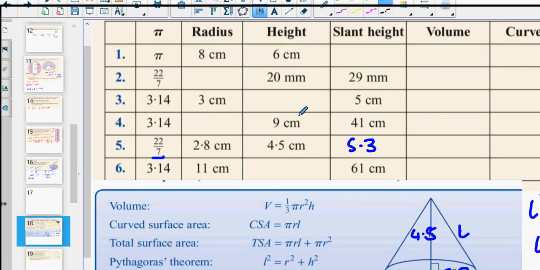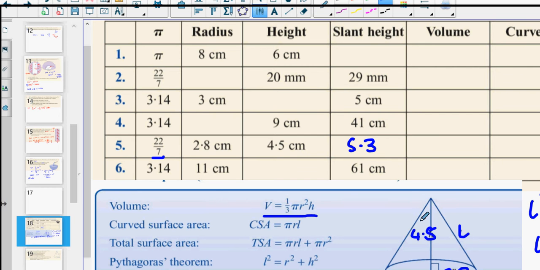The next thing the calculator boys will do is they'll get the volume of the cone. Volume is a third pi. Okay. A third 22 over 7. Radius squared is 2.8 squared. And the height, not the slant height, but the 4.5. And is everybody in agreement with, what did you say, 36.96? Centimeters squared or centimeters cubed? Centimeters cubed because it's volume.